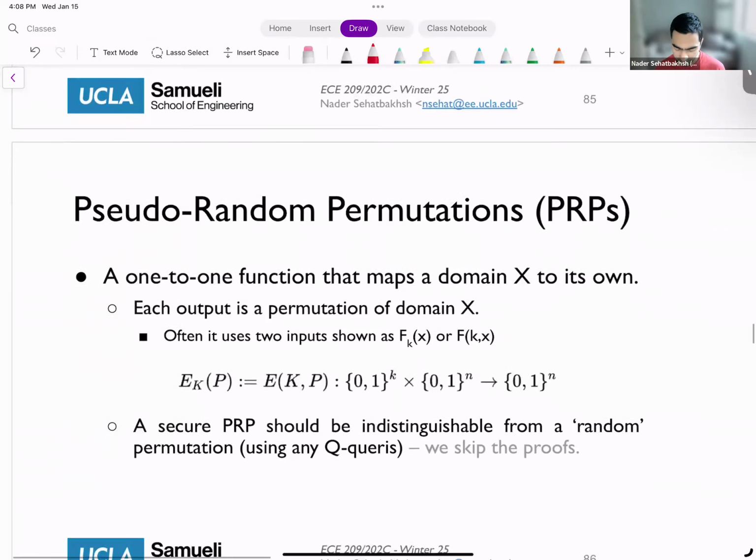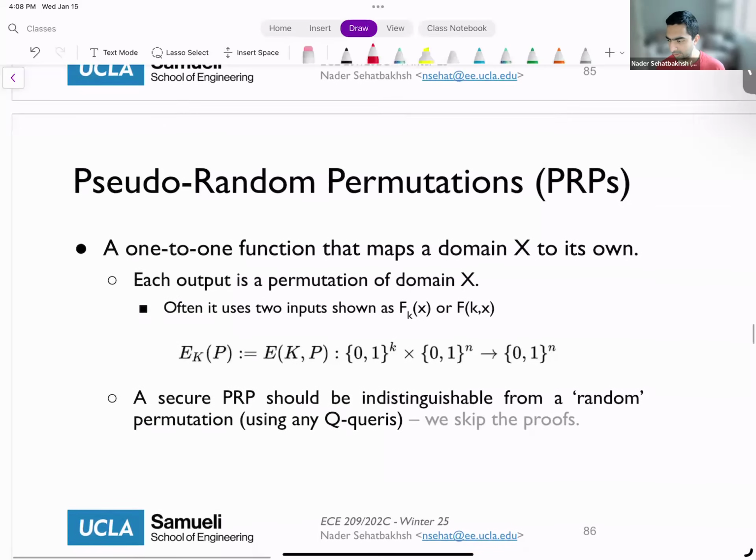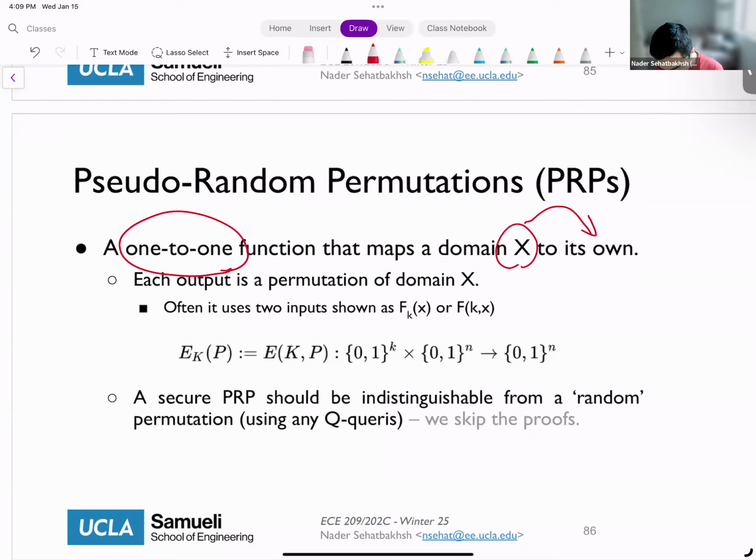For block ciphers, the first thing that we introduced, as the examples I gave at the end of the previous lecture, was the notion of what we call pseudo-random permutations, or PRPs. A PRP is a one-to-one function that maps a domain to itself. So essentially it creates a permutation, right? But this permutation is keyed, which means that the function takes two inputs, x and k. And based on this k, it creates a permutation for x, okay?